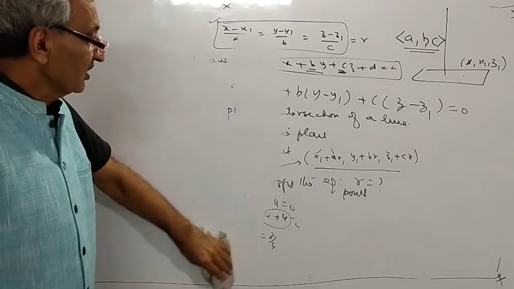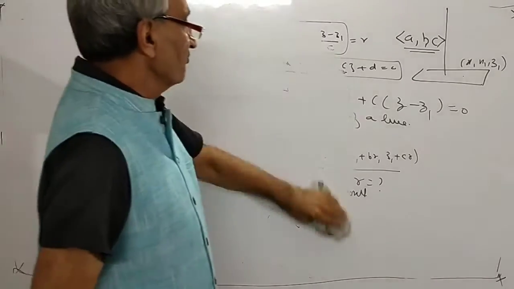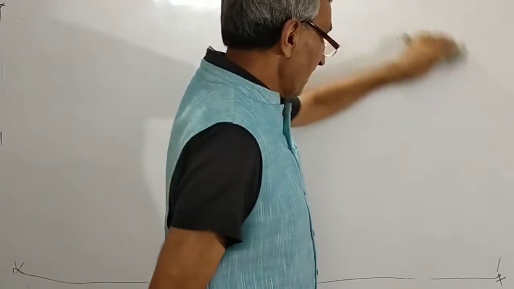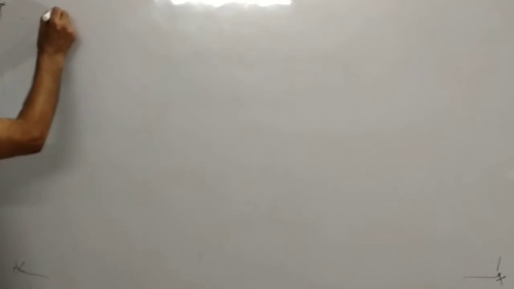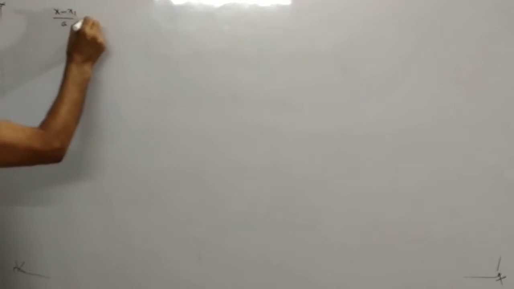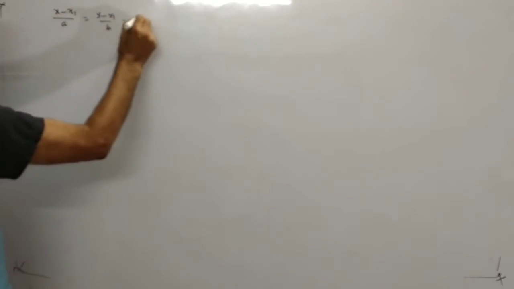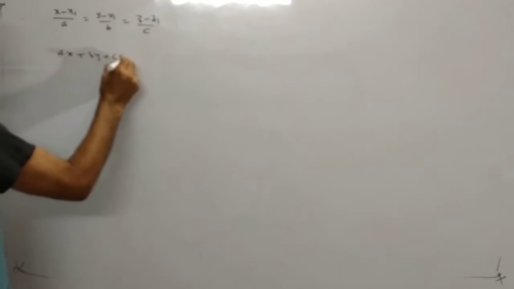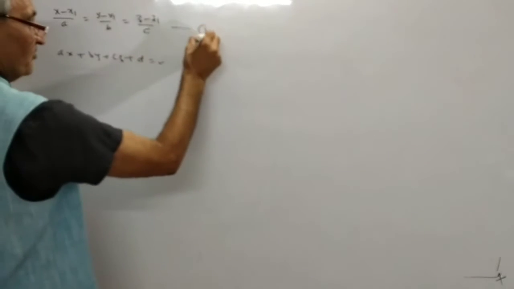That is one part. This was the first point: how to find the point of intersection of a line with the plane. I hope you understand that one. The equation of the line is given, the equation of the plane is given. The line is (x minus x1)/a equals (y minus y1)/b equals (z minus z1)/c, and the plane is ax plus by plus cz plus d is equal to 0.